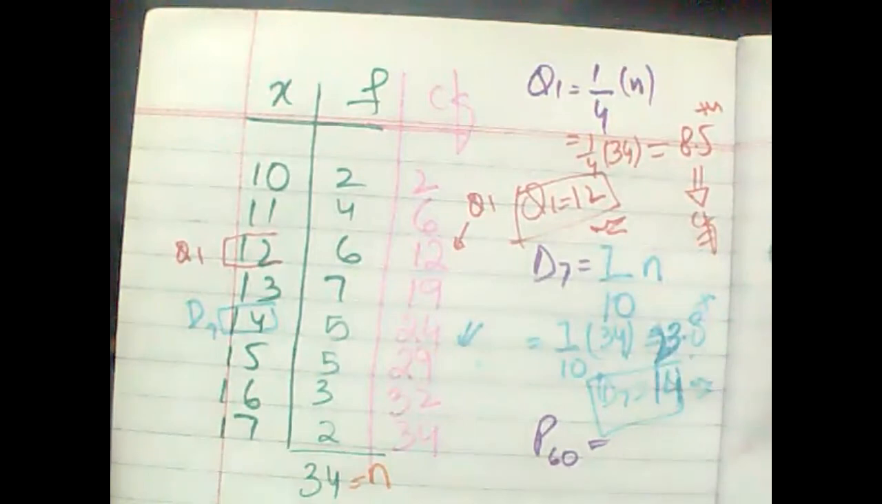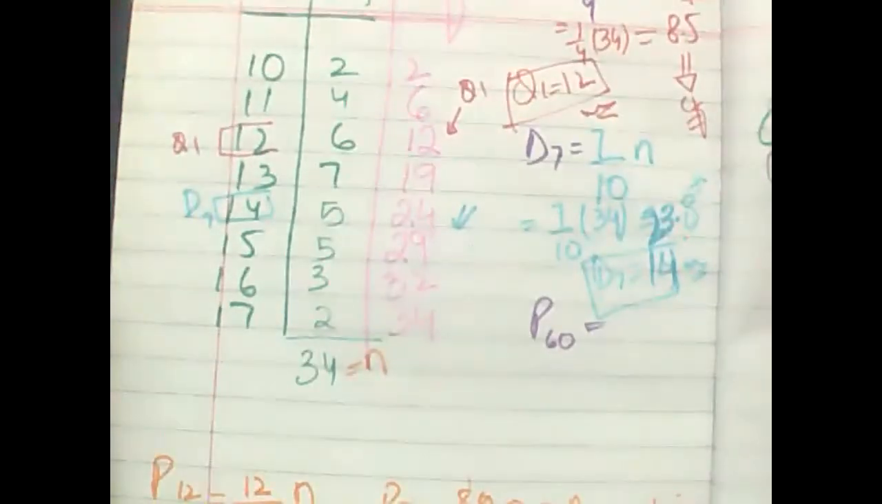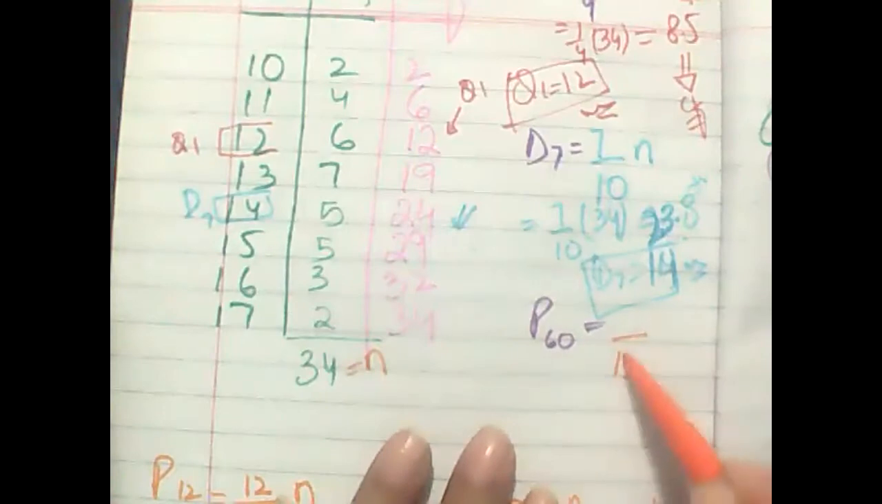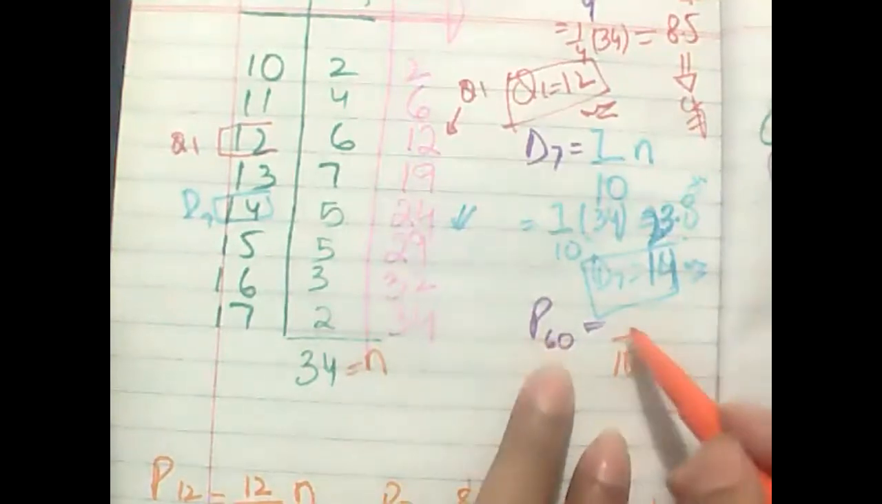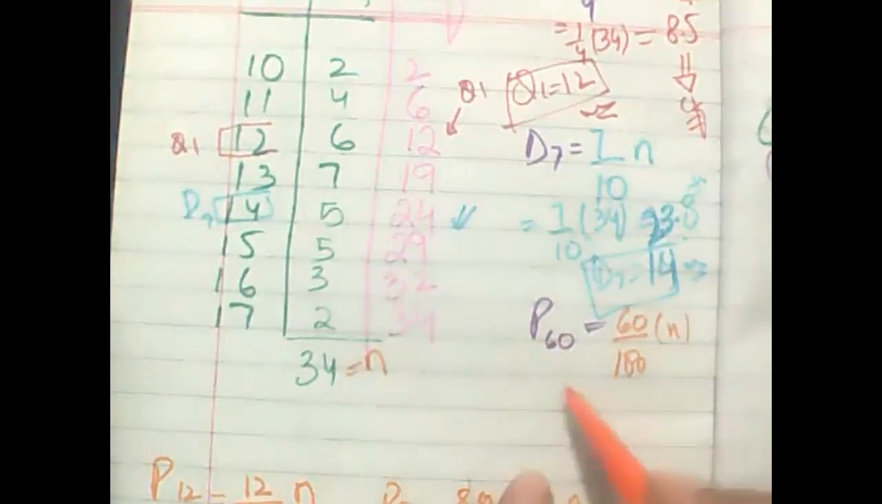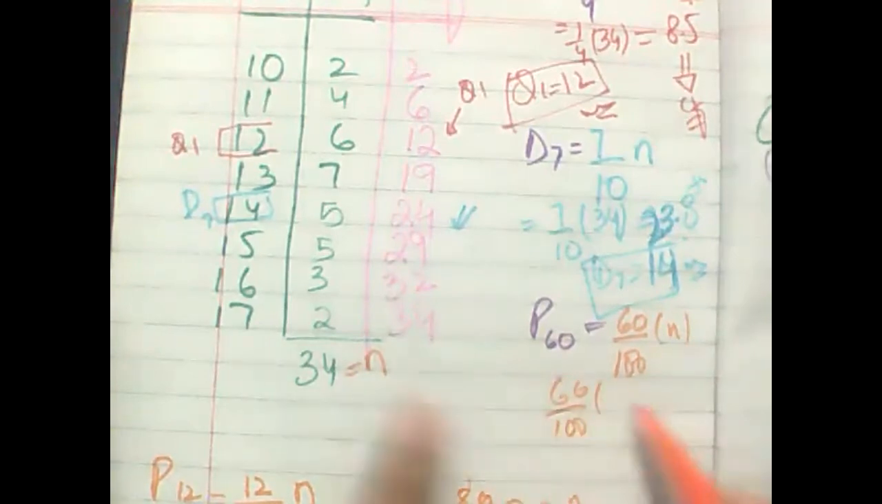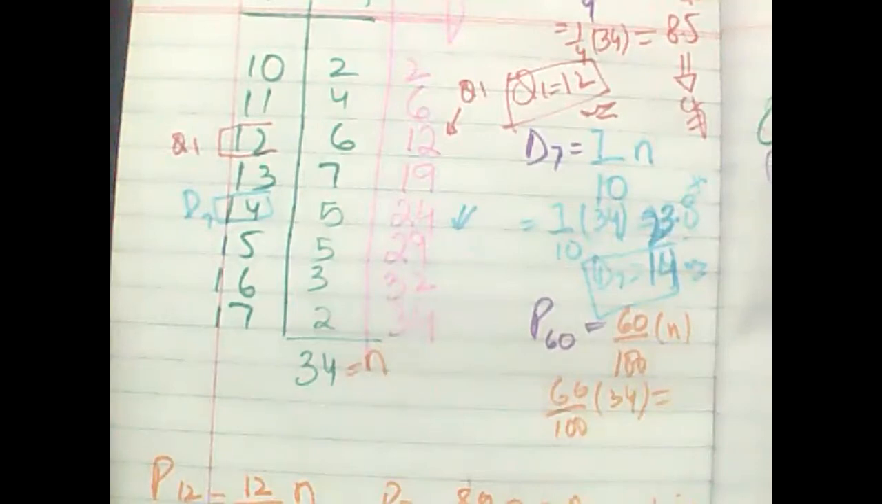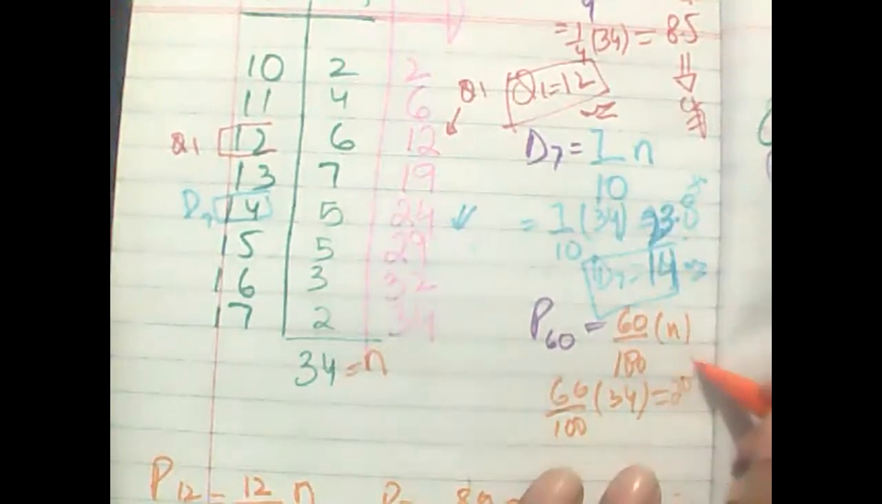All right. So far clear? Okay. So now I hope you are finding it easy. P60 means something out of 100. And what out of 100? 60. N: 60 upon 100. N is 34. So let's check this answer. 60 divided by 100 multiplied by 34. That gives me 20.4.